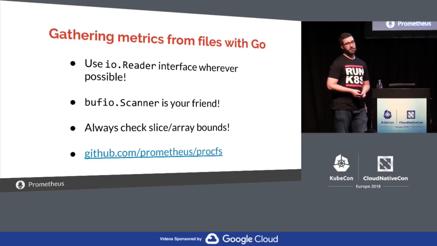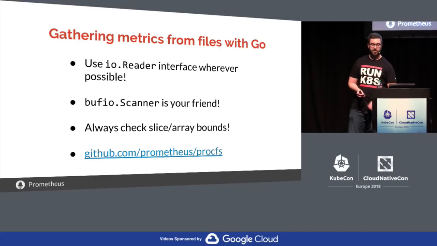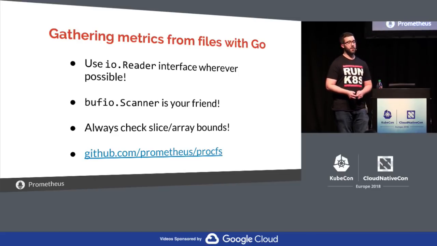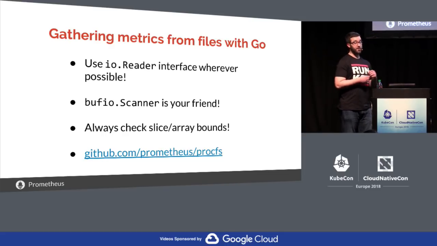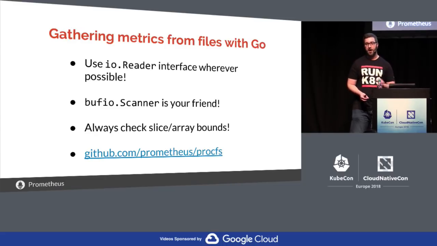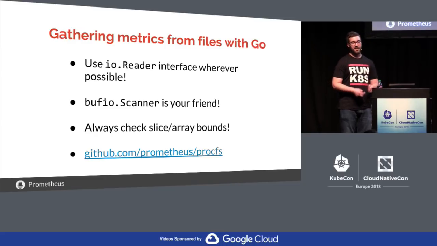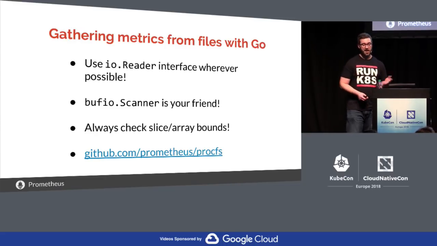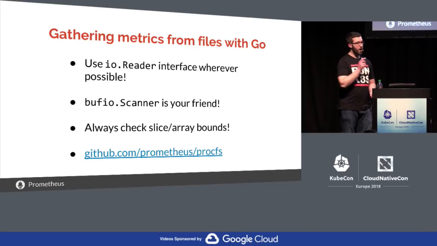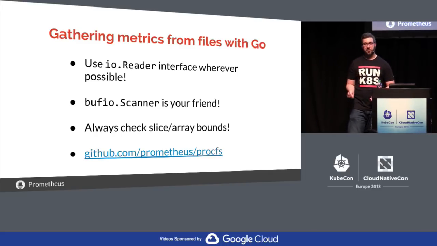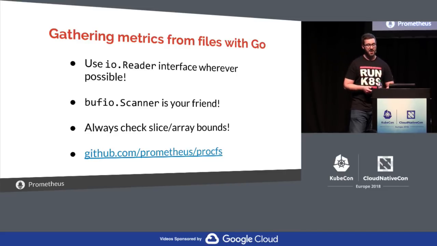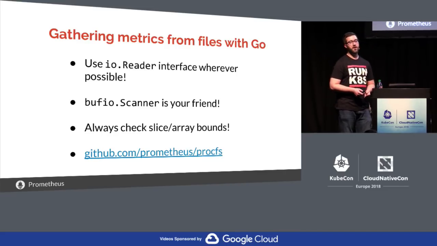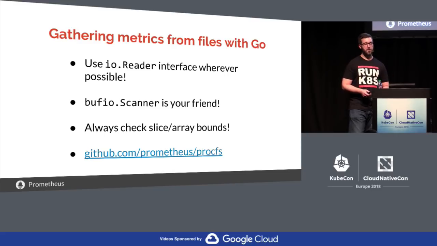So if you want to gather metrics from files with Go, here are my recommendations. Use io.Reader whenever possible. This is much more flexible than, say, accepting a file path in your API. The bufio.Scanner type is super useful for all the files that reside in proc and sys, because typically these are text files that are pretty easy to parse, and that's a great type for doing so. Always check your slice and array boundaries. You don't want to run into an out-of-range panic in your exporter. It's no fun for anybody. And also, check out the Prometheus procfs library. We've done a lot of the work for you for these types.